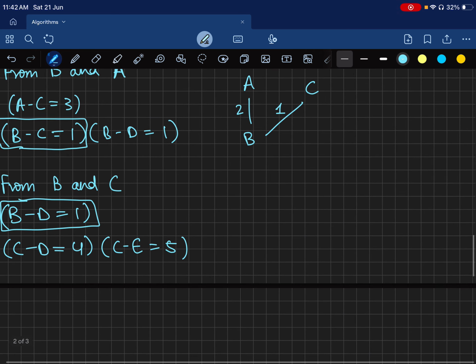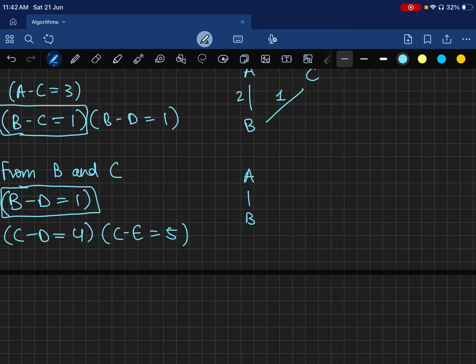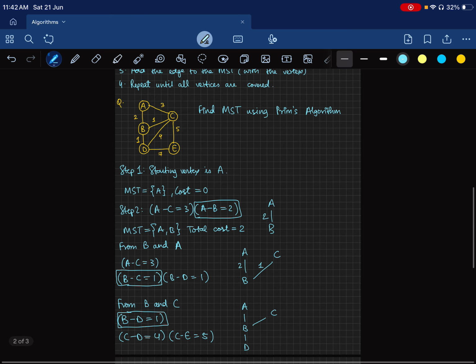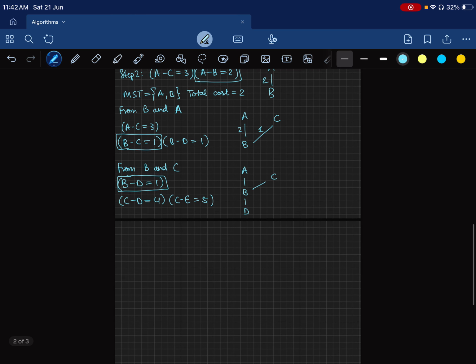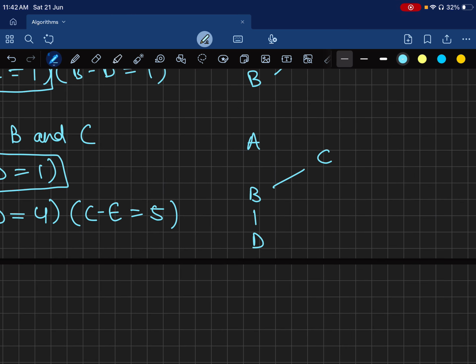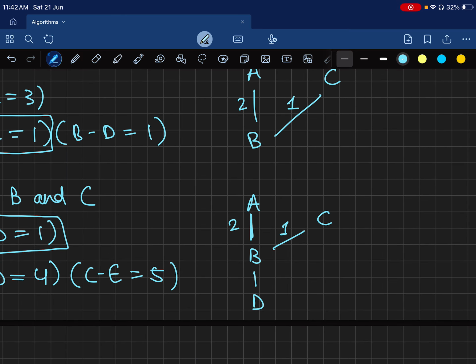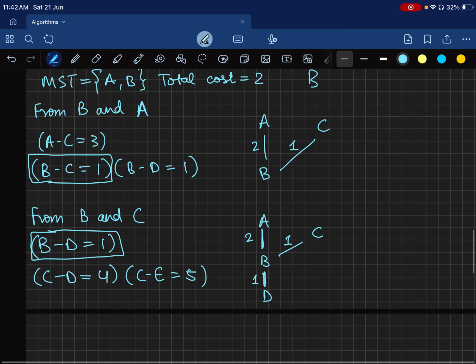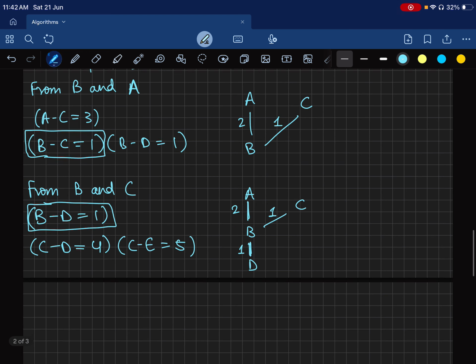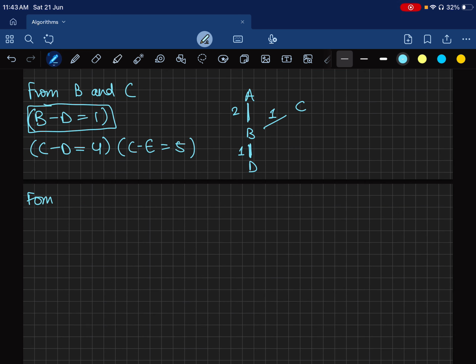So what does the graph look like now? A to B to C to D. What are the edge distances? 2, 1, and 1. So far, this is your minimum spanning tree. Now we'll check from C and D, because the next vertex is C. You just keep moving to the next vertex.